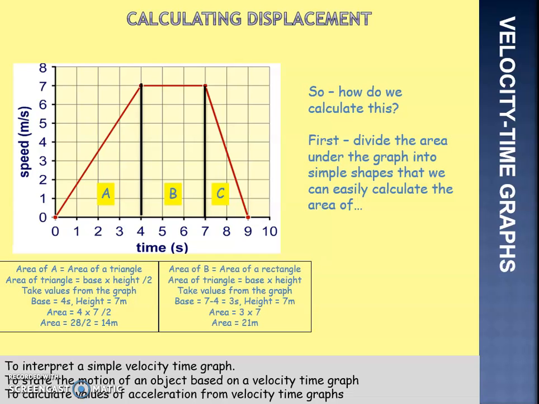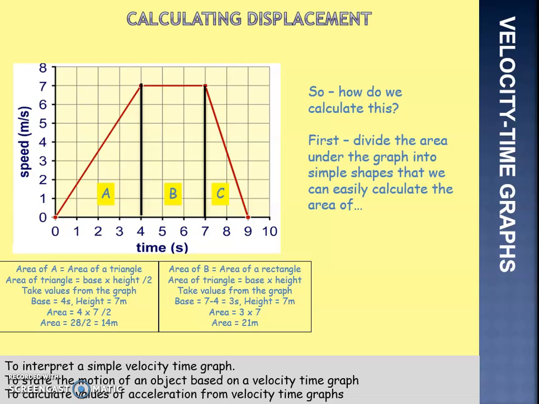Okay, for B, it's the area of a rectangle, so that's base times height. Take our values from the graph. So for the base, it starts at 4 and ends at 7. The difference between those is 3. And the height it reaches is 7 meters per second, so that would be 3 times 7, giving us an area of 21. So the displacement for that area is 21 meters.